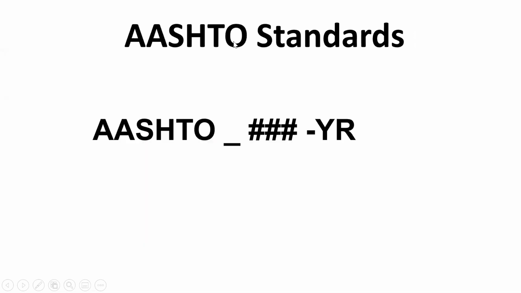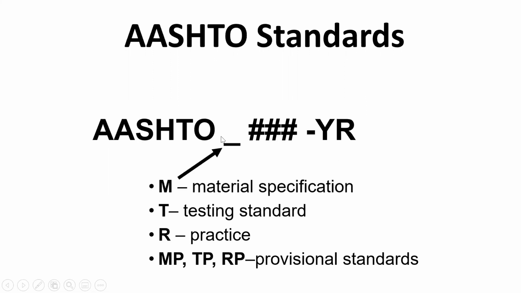Whenever you look at AASHTO standards, you're going to see AASHTO, then a letter, then a bunch of numbers, and then maybe a dash and a year. M is for the material specification, T is for the testing standard, R is for practice. And if you have an MP, a TP or an RP, those are provisional standards, meaning we just wrote a standard and it may actually change some. It's temporary, really.